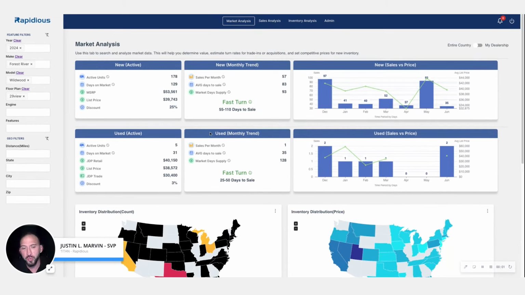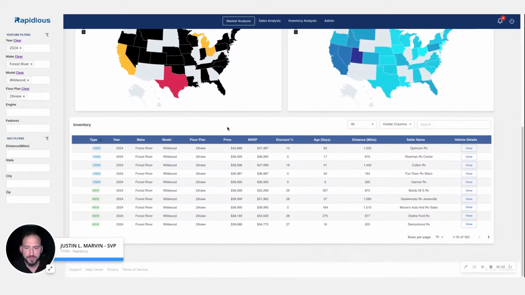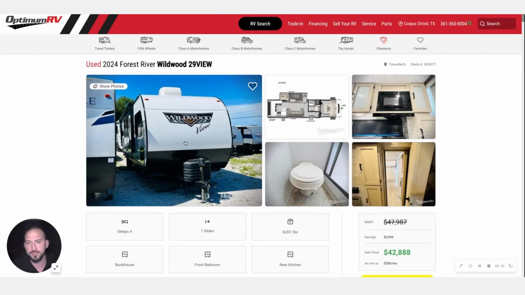In addition to that, we actually give you the ability to scroll down and see those individual units that you've just done analysis on. You can see who the selling dealer is, how long it's been in inventory, what the discount percentage is, selling price, MSRP, etc. And then you can take it a step further with just one click. You can click right here on view and it'll take you directly to that dealer's website, just like this.